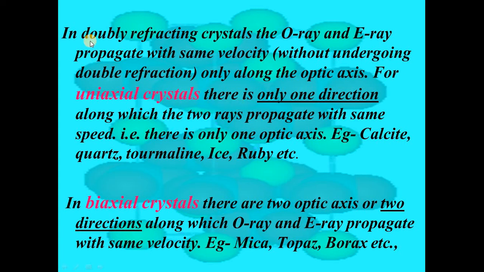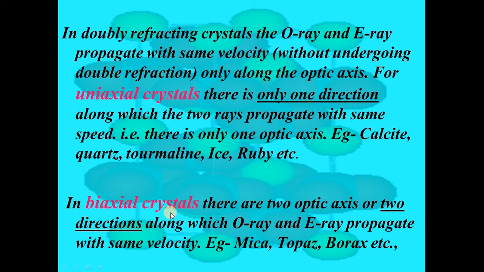I think I told you these are all connected. In doubly refracting crystals, the ordinary rays and extraordinary rays propagate with the same velocity along a single direction, and that direction is the optic axis. For uniaxial crystals, there will be only one optic axis. An example of a uniaxial crystal is calcite. Quartz, tourmaline, ice, ruby are all examples of anisotropic uniaxial crystals.